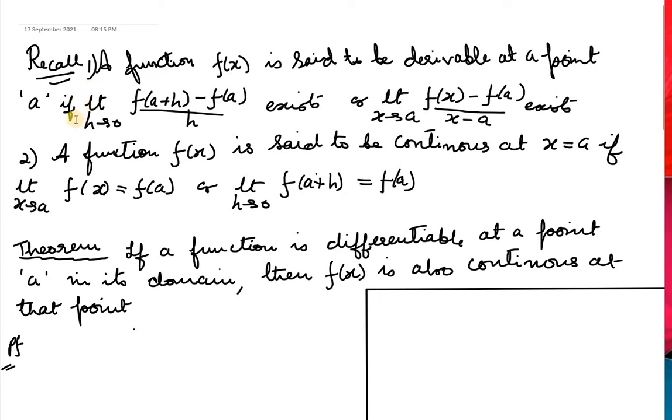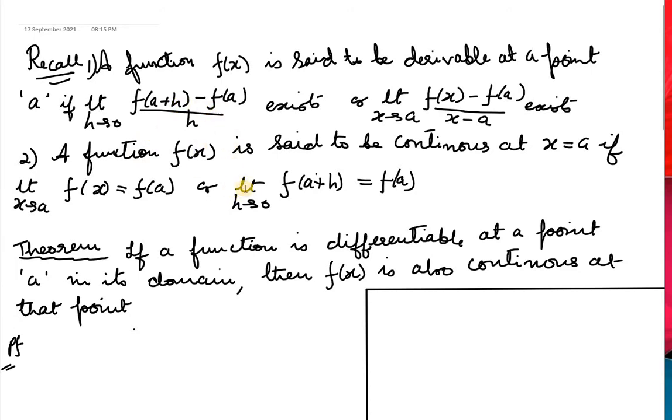A function is said to be differentiable at a point, say a, if the limit as h tends to 0 of f(a+h) minus f(a) by h exists, or the limit as x tends to a of f(x) minus f(a) by x minus a exists. Number 2, a function f(x) is said to be continuous at x equal to a if the limit as x tends to a of f(x) is equal to f(a), or the limit as h tends to 0 of f(a+h) is equal to f(a).